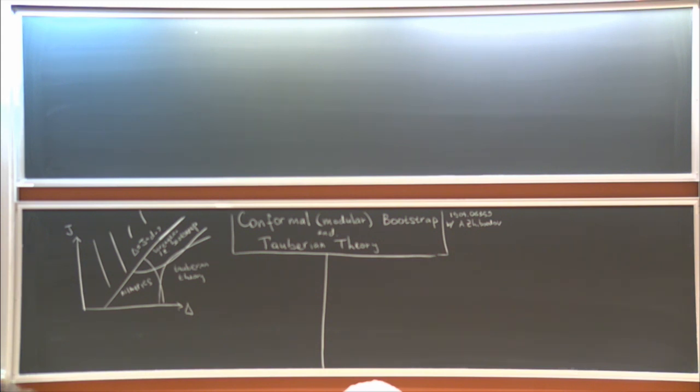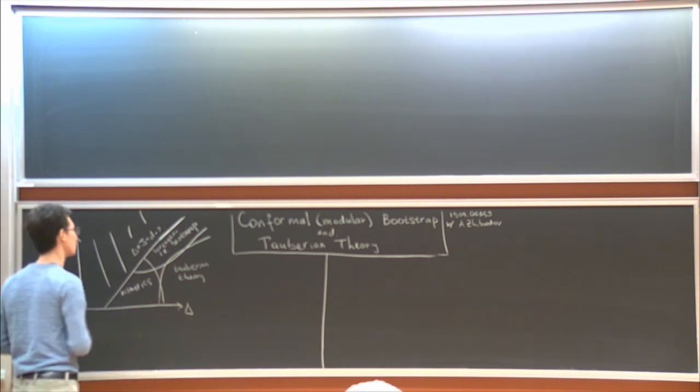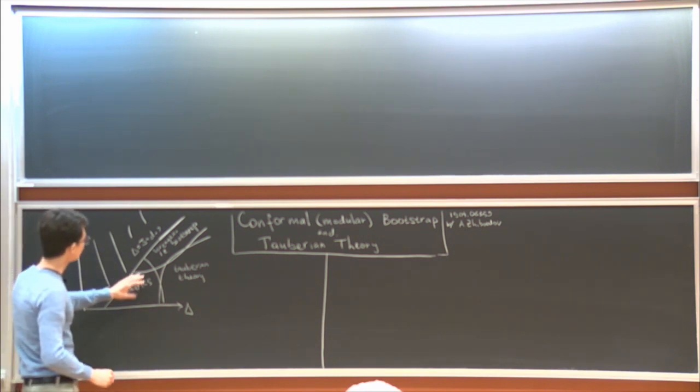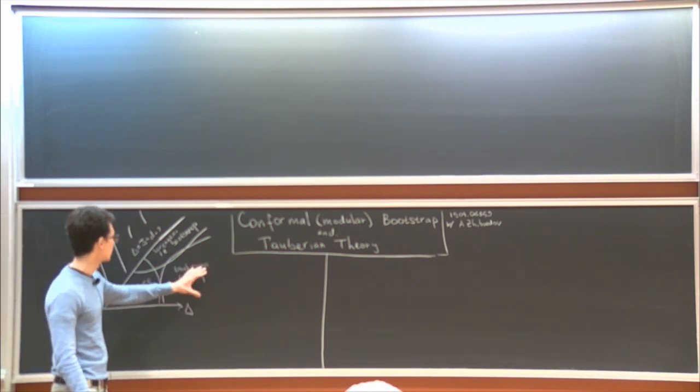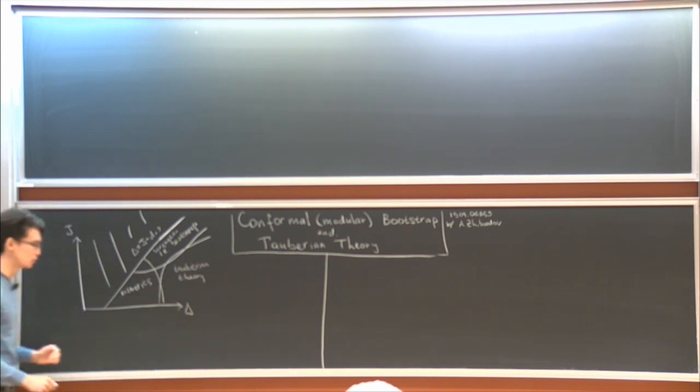Here I should make a distinction right away: in these two regions, what people do typically is that they can tell you a list of operators and OPE coefficients in some approximation. And the story I'm going to tell you about today in this region will be somewhat different. I'll tell you about some sort of averaged quantities where you average over some operators, like microcanonical entropy and things like that.